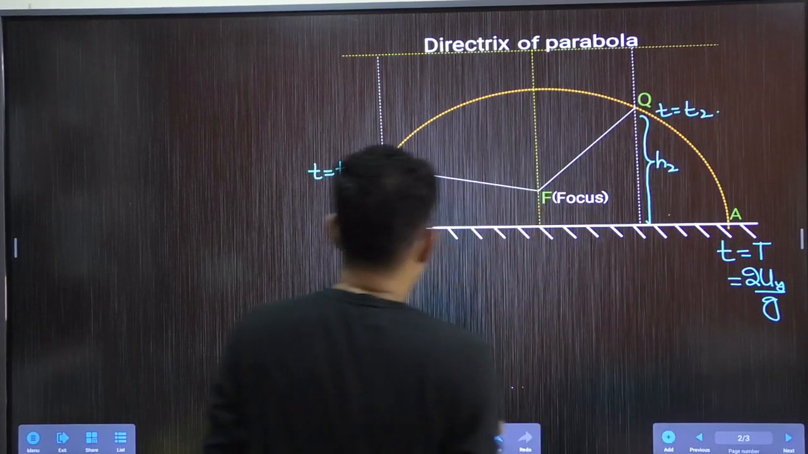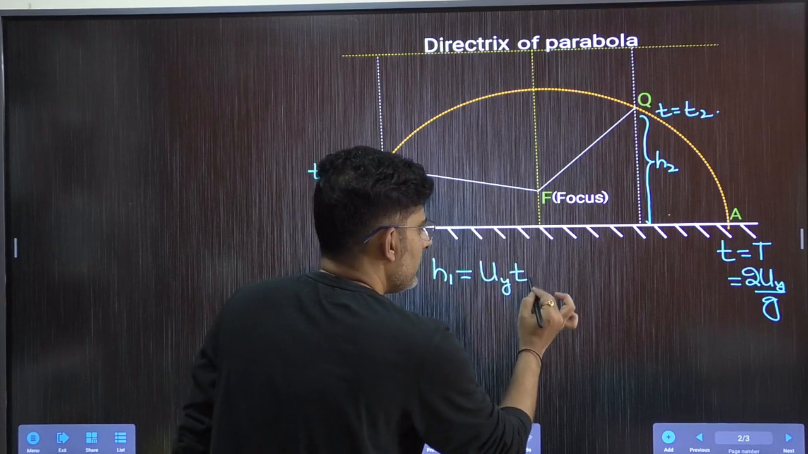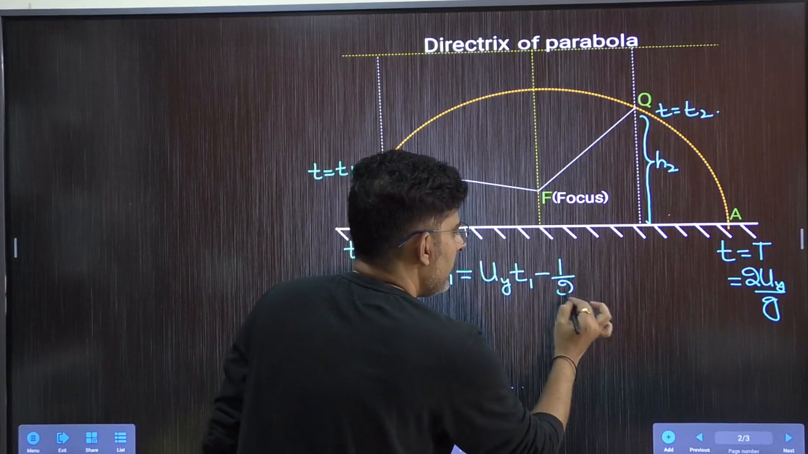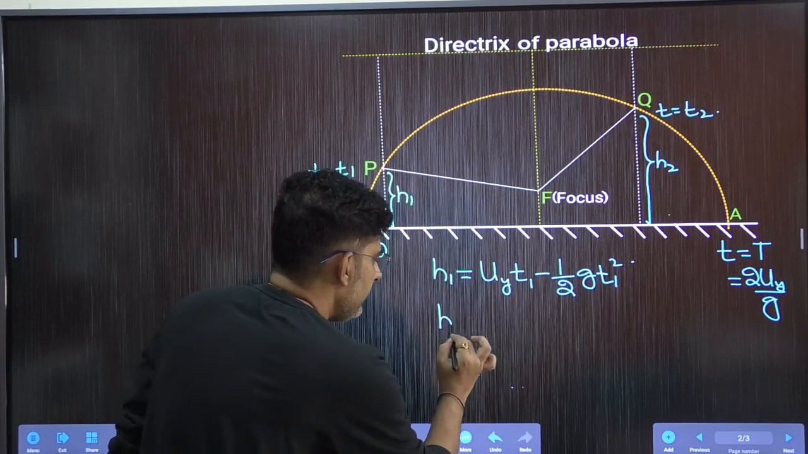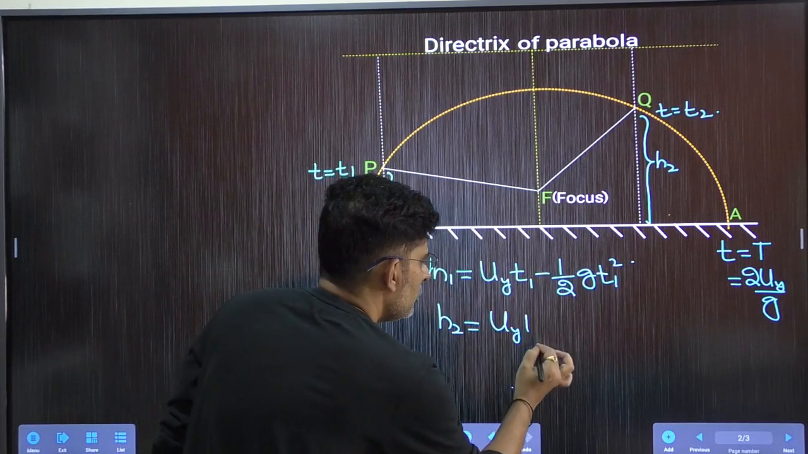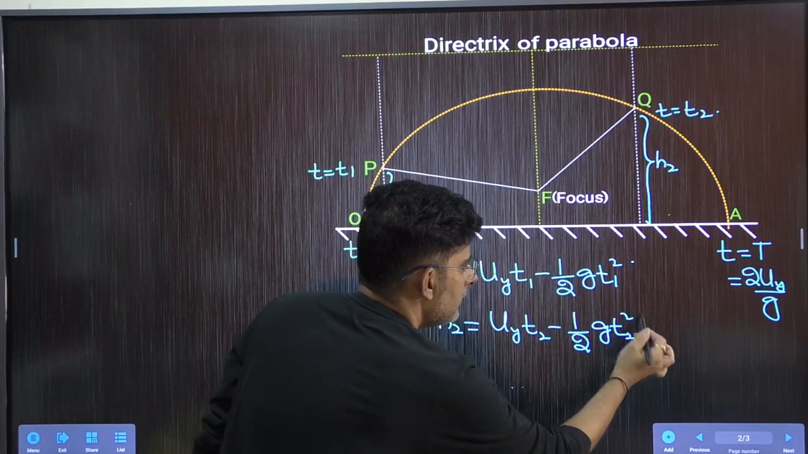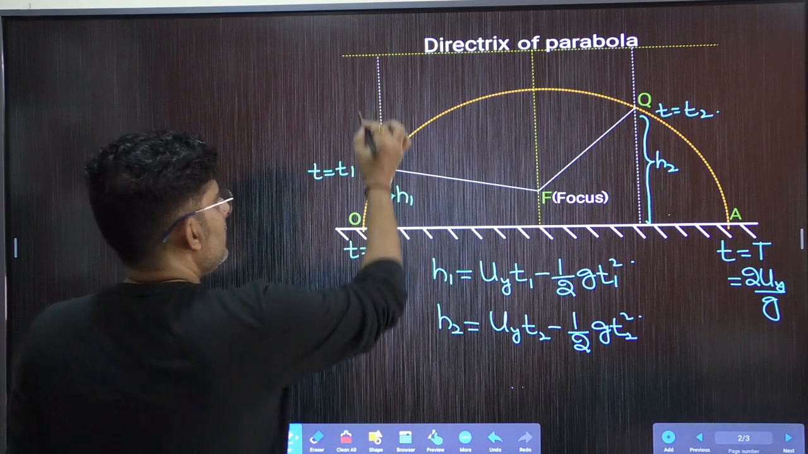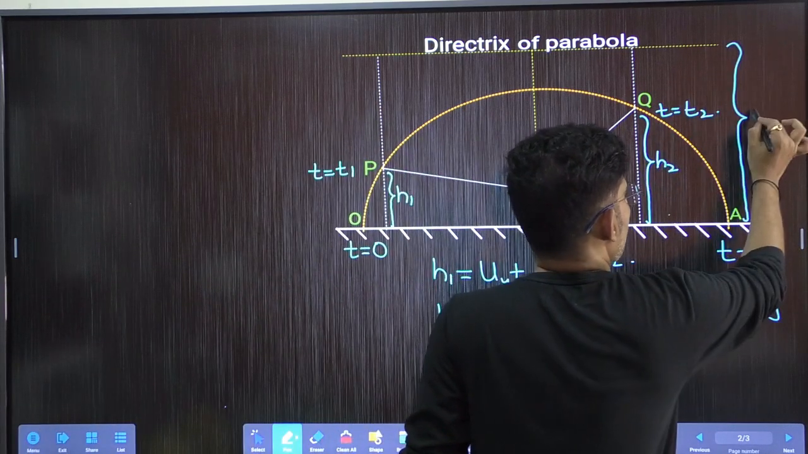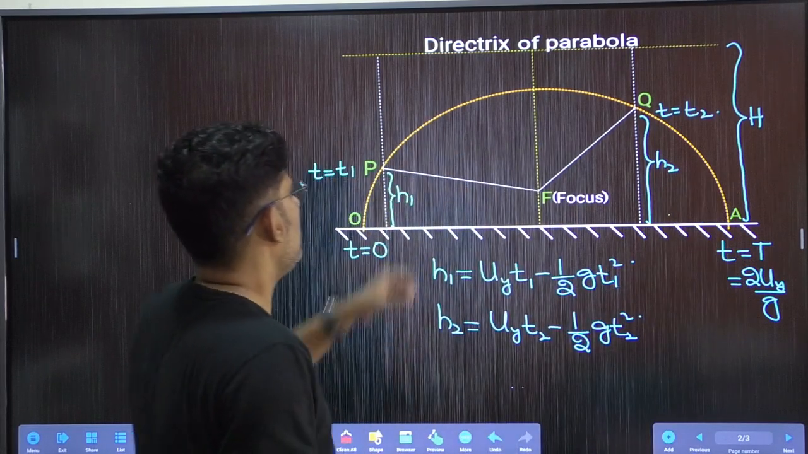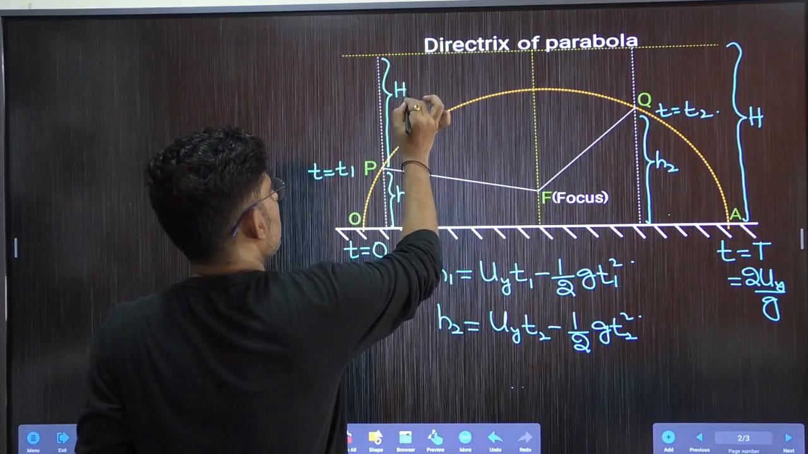So what can we write first? h1 can be written as ut minus half gt square, so using that, uy t1 minus half g t1 square, right? And similarly, can I write h2 equals uy t2 minus half g t2 square. Clear? Now if I take the total height of the directrix above the ground as capital H, then this particular height will be H minus h1.